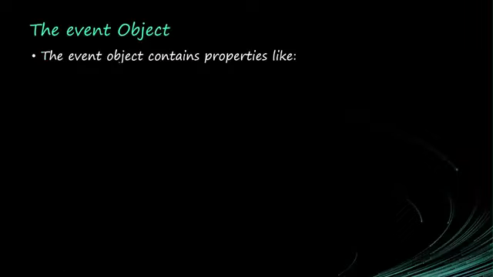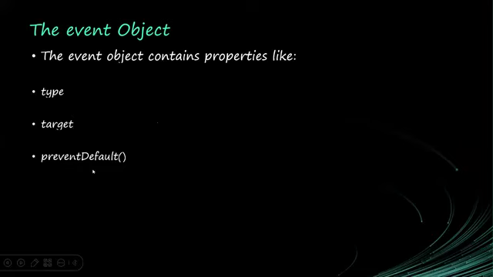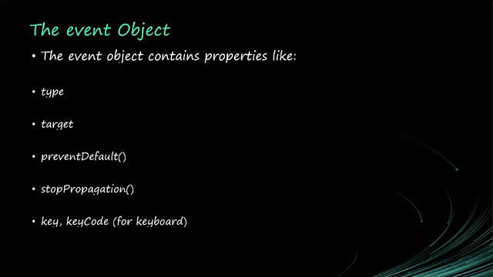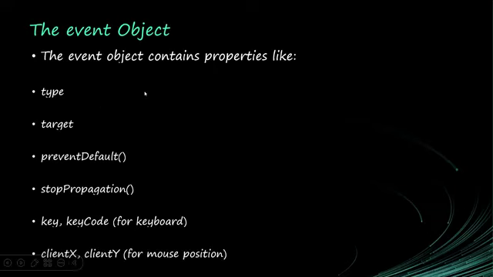So the event object contains properties like type, target, preventDefault, stopPropagation, keyCode, especially when the event is a keyboard event. But in the next session, we are going to discuss this event object in detail. We'll take some time and explain every single property and method that this event object has. Okay, so now how do you remove an event listener?